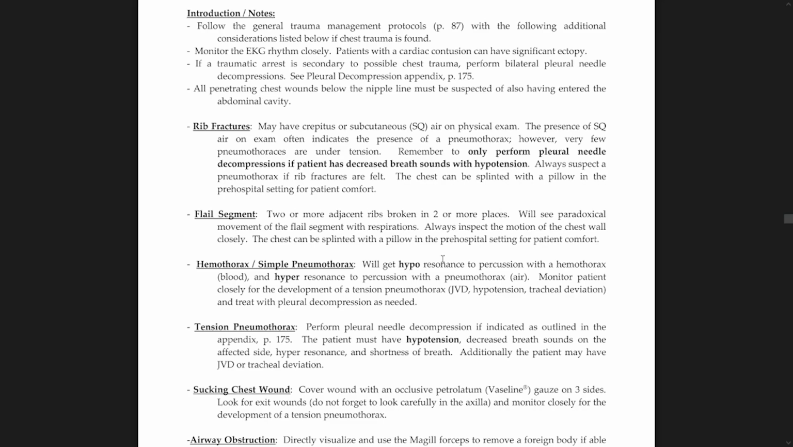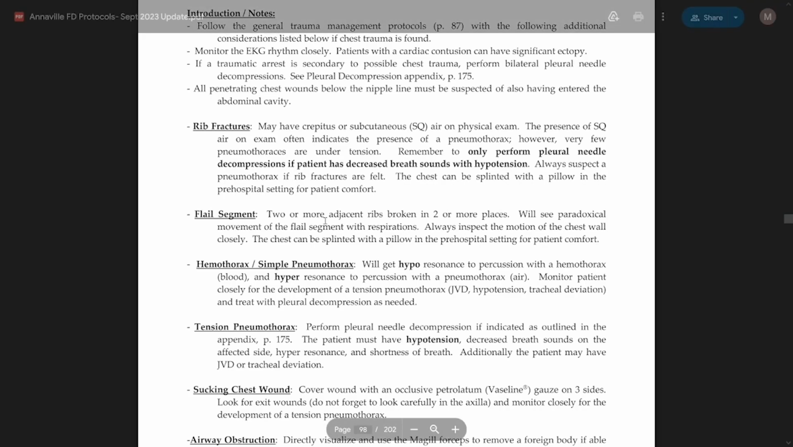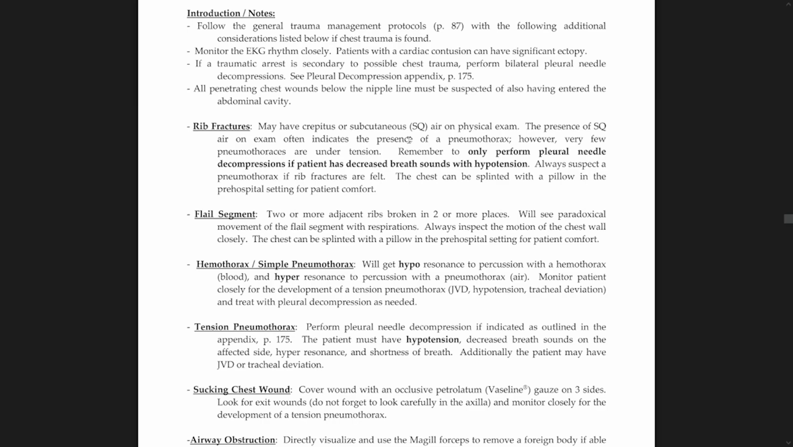The presence of subcutaneous air on exam often indicates the presence of a pneumothorax. However, very few pneumothoraces are under tension. Remember to only perform a pleural needle decompression if the patient has decreased breath sounds with hypotension. Always suspect a pneumothorax if rib fractures are felt. The chest can be splinted with a pillow in the pre-hospital setting for patient comfort.